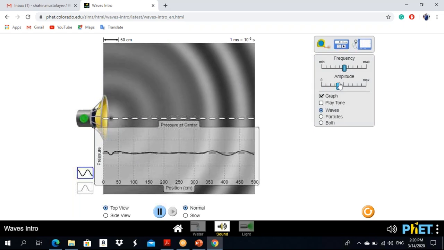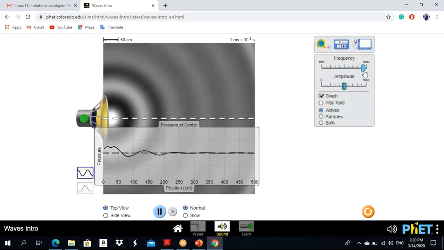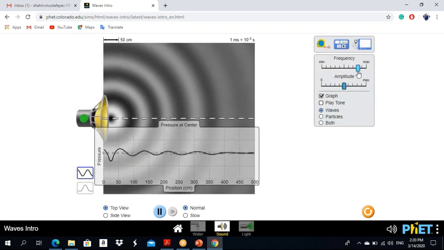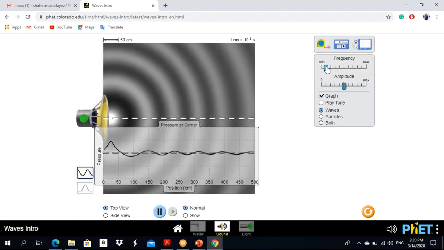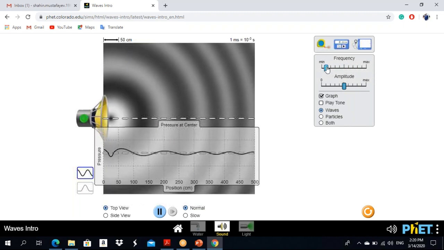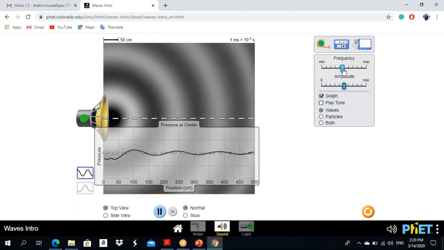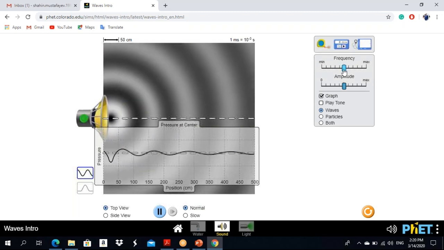And likewise, more frequency and less frequency.